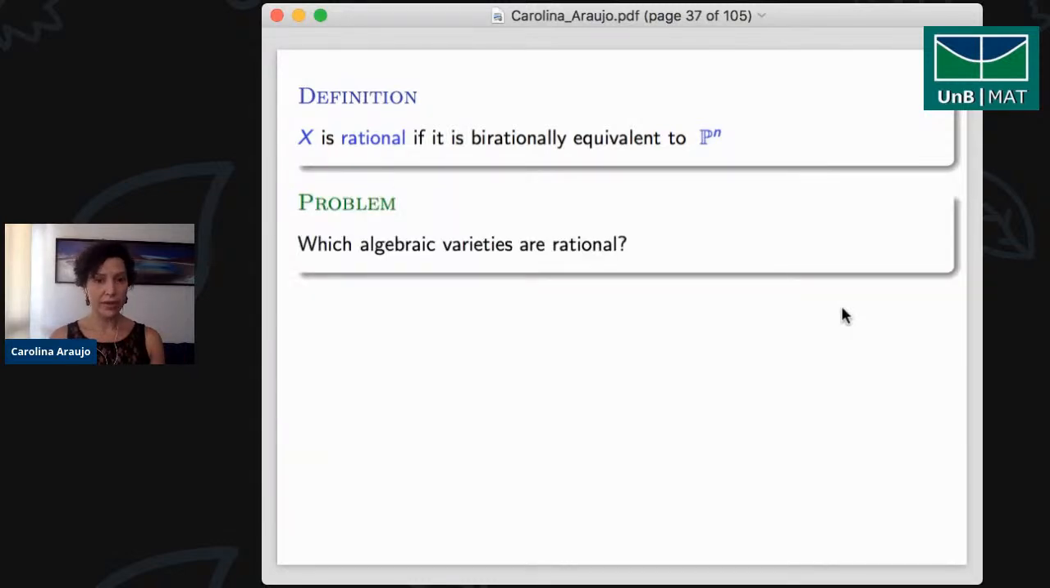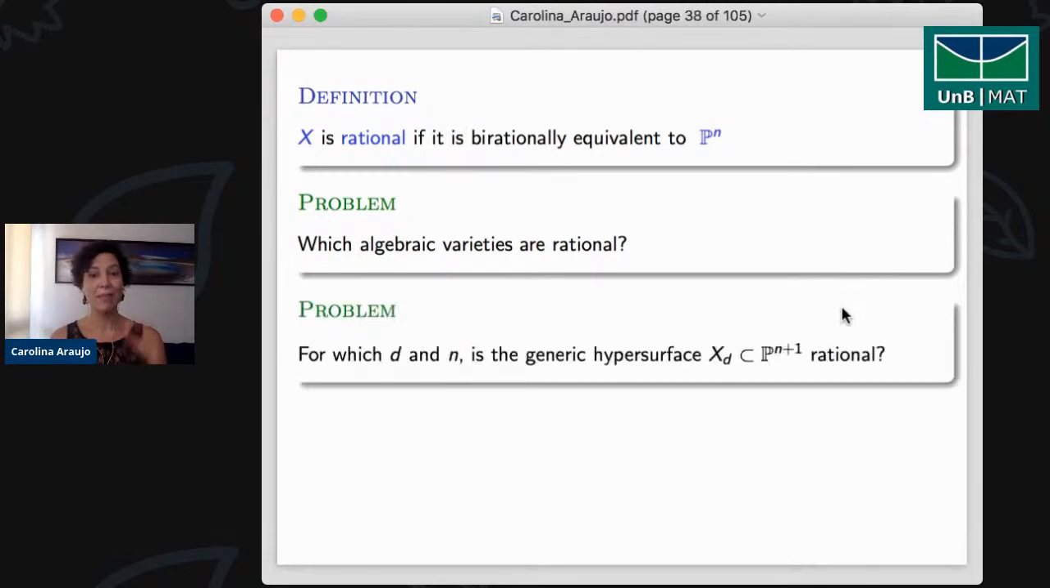And a very important and central problem in birational geometry is to decide which algebraic varieties are rational. To make this problem even more precise, let us look at it for hypersurfaces, which we have already encountered. So for which degree and dimension, d and n, is the generic hypersurface of degree d in dimension n rational? This problem is very much open.